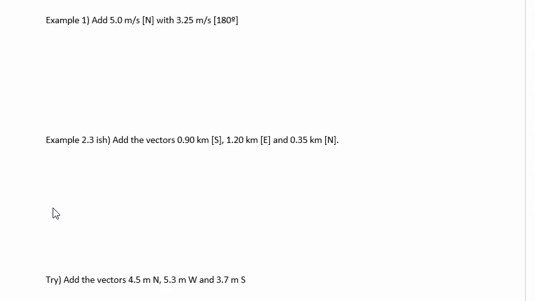The first example here, we're adding 5 meters per second north and 3.25 meters per second at 180 degrees. So I'm going to list this one first simply because it's listed first, and it is going in the north direction, 5.0 meters per second. And then we've got this 3.25 meters per second at 180 degrees. Well, that's your RCS method, and it is moving to the west at 180 degrees.